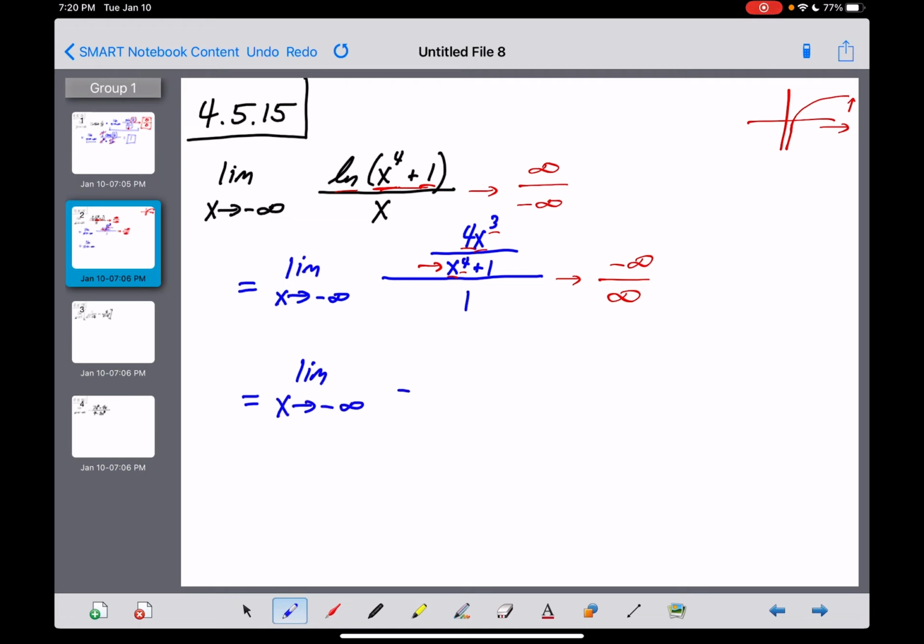Limit as x approaches negative infinity of, and now I'm just going to take the derivative of the top and bottom of this function right here. Derivative of 4x cubed is going to be 12x squared. And the derivative of x to the fourth is going to be 4x cubed, and I don't have to worry about the 1 there. So I think we can kind of see what's happening here now, guys. These two x's are going to cancel with 2 of the x's right here, so that's just an x to the first, and then the 4 and the 12 cancel, leaving us with a 3 right there.